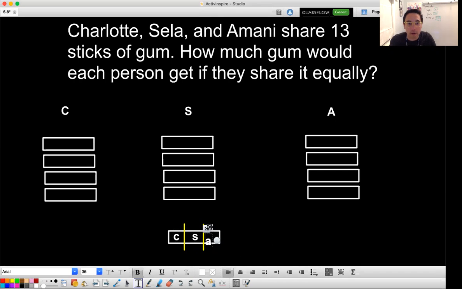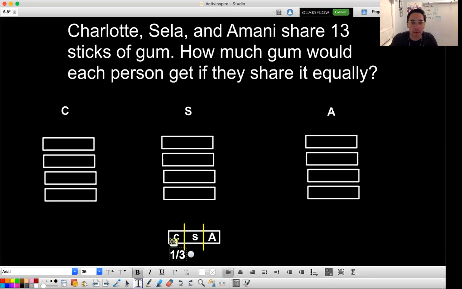And Amani is going to get this little bit. All right. So that's great, but how much gum would they get? Well, we can see clearly 1, 2, 3, 4. They each get 4 sticks. But then there was this remainder. We decided to split it. So each of these ends up being 1 out of how many pieces total?